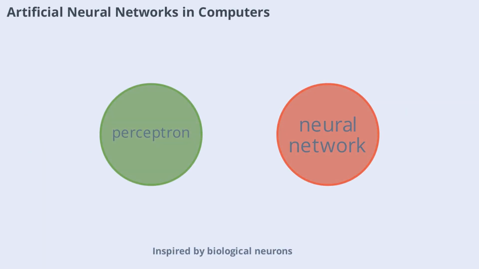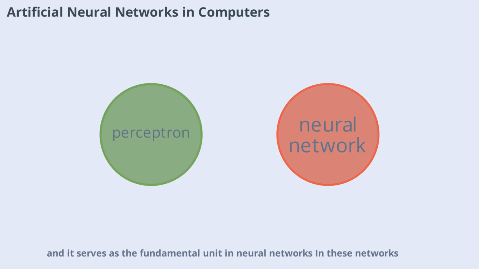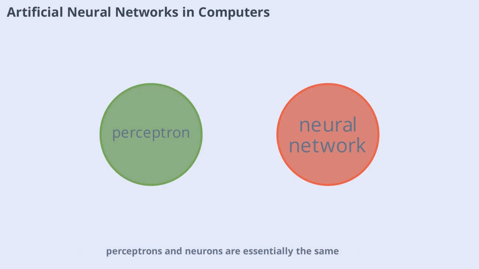Inspired by biological neurons, artificial neural networks in computers use basic components called perceptrons. Frank Rosenblatt first introduced the perceptron in 1957, and it serves as the fundamental unit in neural networks. In these networks, perceptrons and neurons are essentially the same, processing inputs and generating outputs. Let's see how perceptrons work and why they're crucial for building intelligent systems.